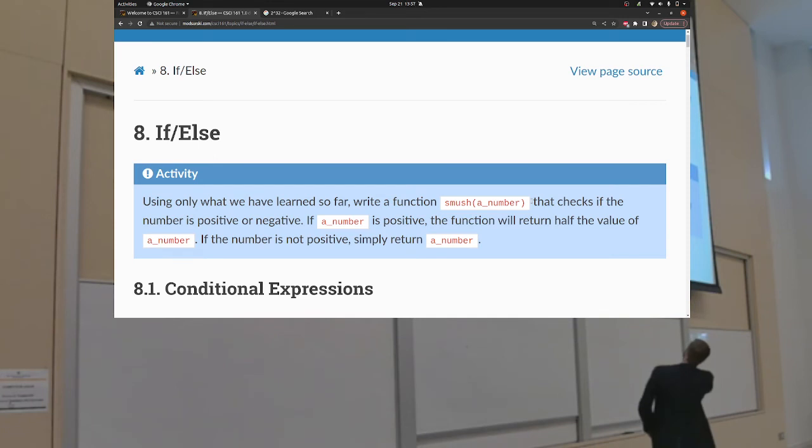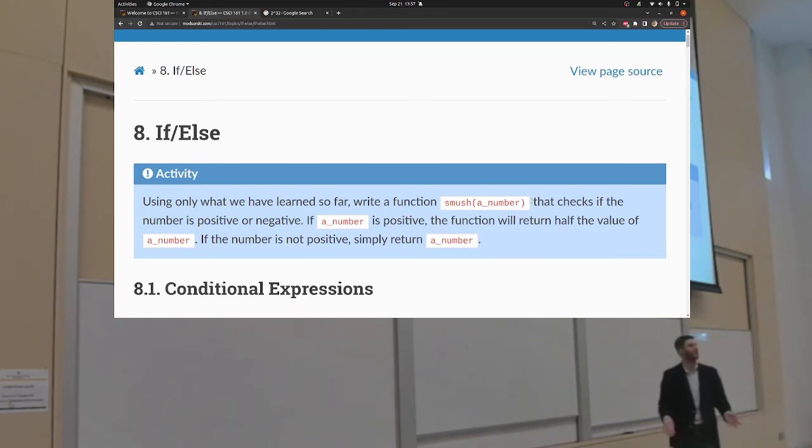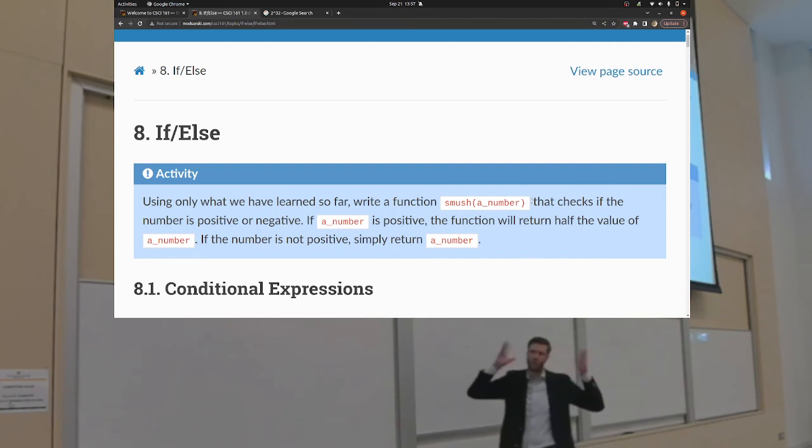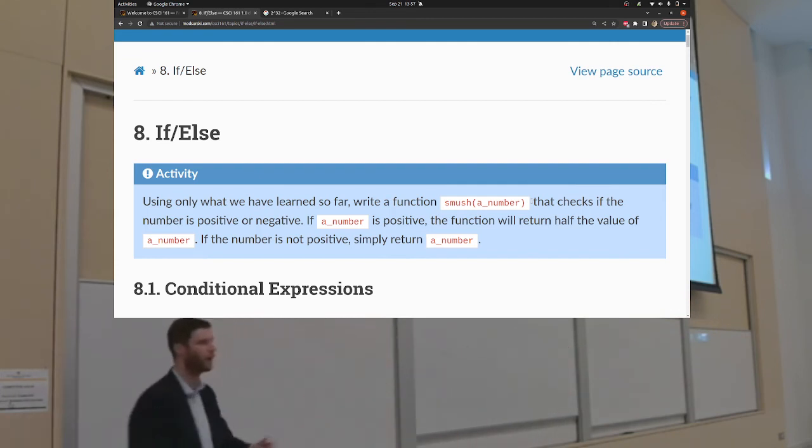If a number is positive, the function returns half of the value of the number. So if I said 4, it gives me back 2. Great. If the number is not positive, so it's negative, simply return the number. So if I gave it -4, it just gives me back -4. If I give it 15, it should give me back 7.5, -15, -15. Write the function if you want, or just think about how you would write it, but the trick is you're only allowed to use what we've seen so far in class.